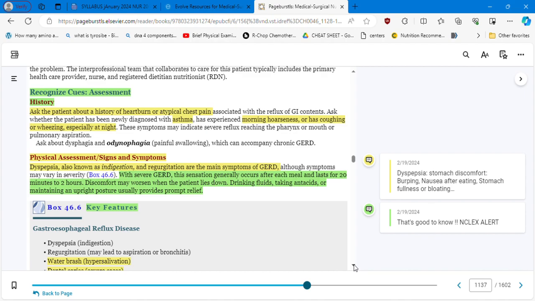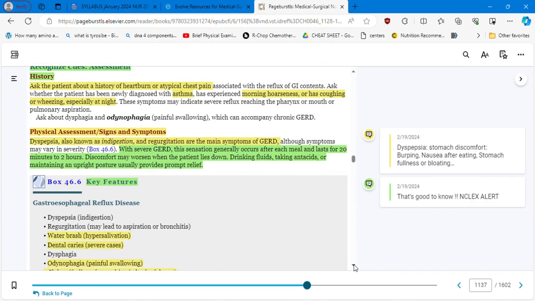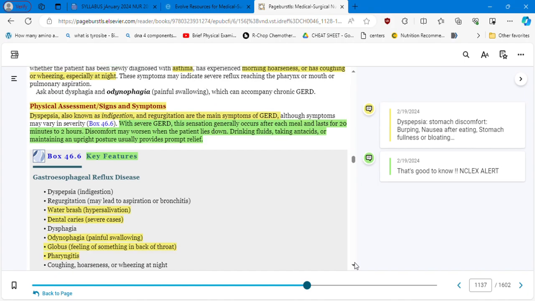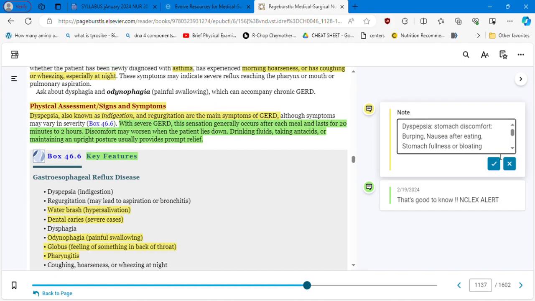Recognize cues and assessment history. Ask the patient about a history of heartburn or atypical chest pain. Also ask about asthma, morning hoarseness, or coughing or wheezing, especially at night. For your physical assessment, I want you to clarify that dyspepsia is stomach discomfort, right?